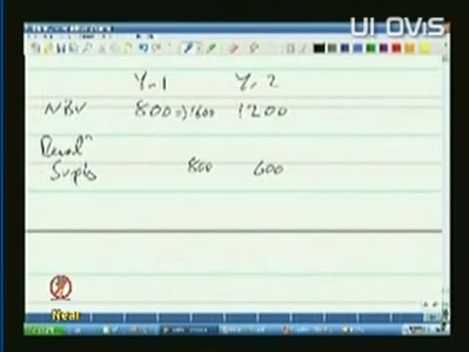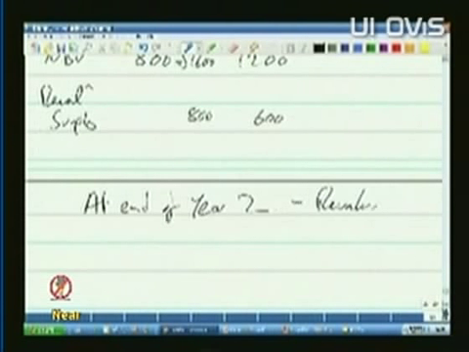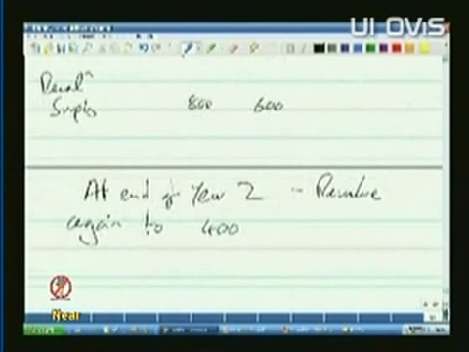Okay. Now, let's say at the end of year 2, we now revalue again, this time to 400. Okay, so very extreme case, but it's an example, so we'll see what we do. So at the end of year 2 we now revalue it again to 400.